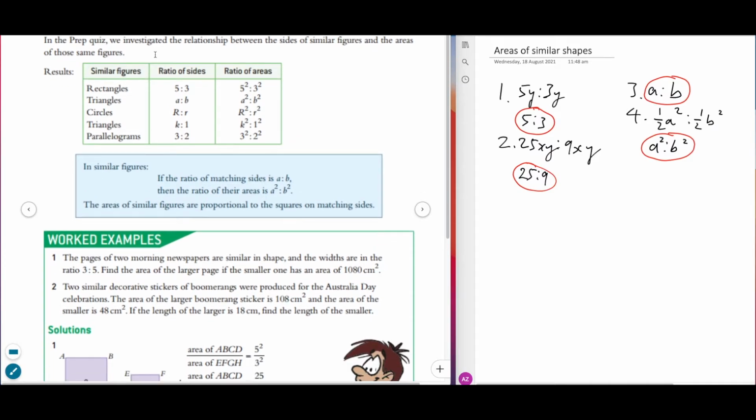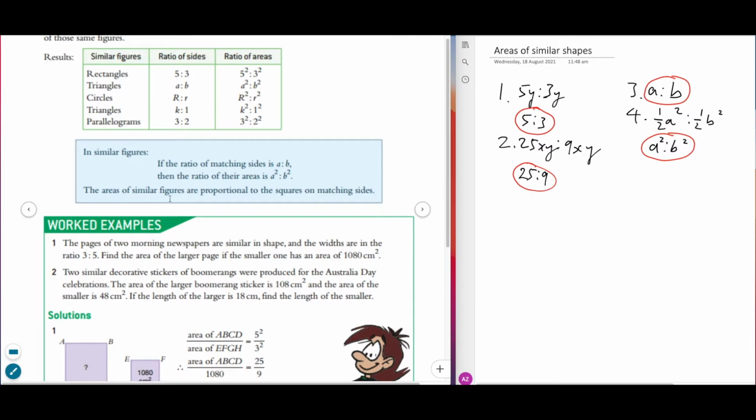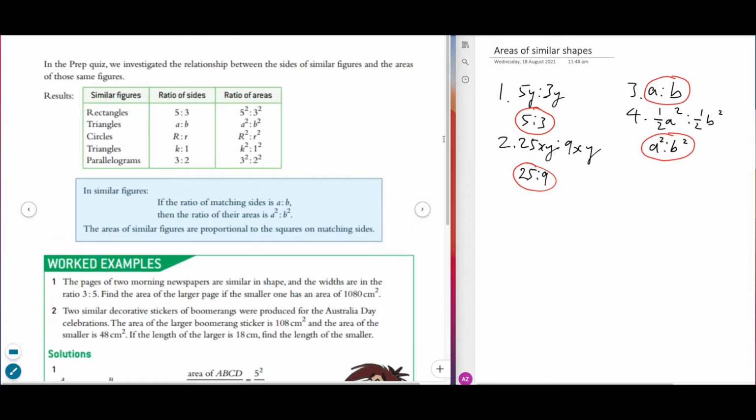In the prep quiz, we investigated the relationship between sides of similar figures and the areas of those same figures. For the rectangles, if the ratio of sides is 5 to 3, then the ratio of areas is 5 squared to 3 squared, so in this case, 25 to 9. For the triangle example, A to B was the ratio of the sides, and the ratio of the areas is A squared to B squared. So that's the property that you've learned here. If the ratio of matching sides is A to B, then the ratio of areas is A squared to B squared. The areas of similar figures are proportional to the squares on matching sides. Okay, that should be pretty straightforward.